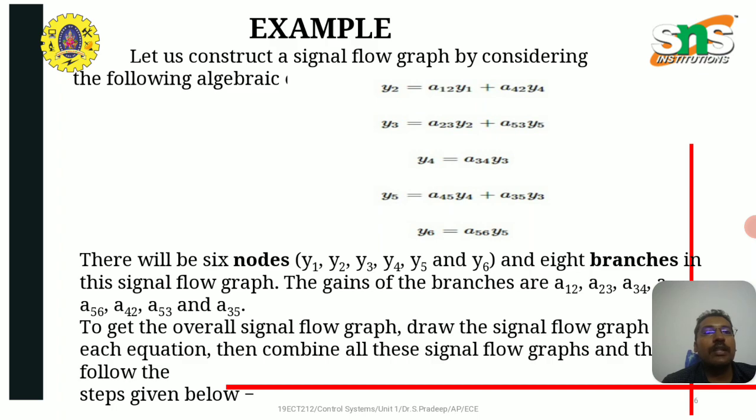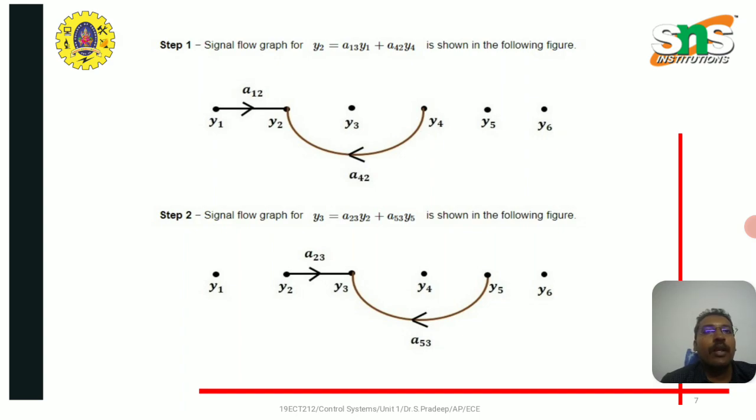To get the overall signal flow graph, draw the signal flow graph for each equation, then combine all these signal flow graphs. The steps are given below. The signal flow graph for y2 equals a12 y1 plus a42 y4 is shown in the following figure.